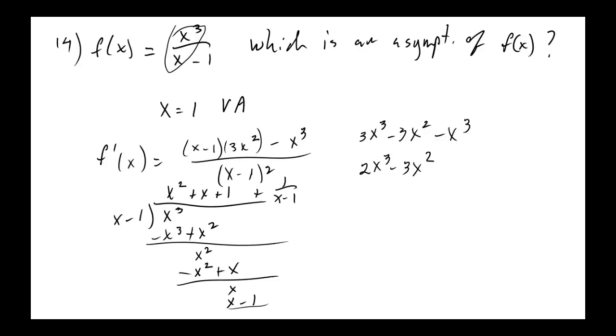In a sense, a slant asymptote is when there is a power difference of 1, then you're going to have a linear quotient, and that will be your slant asymptote. This is supposedly a parabolic asymptote.